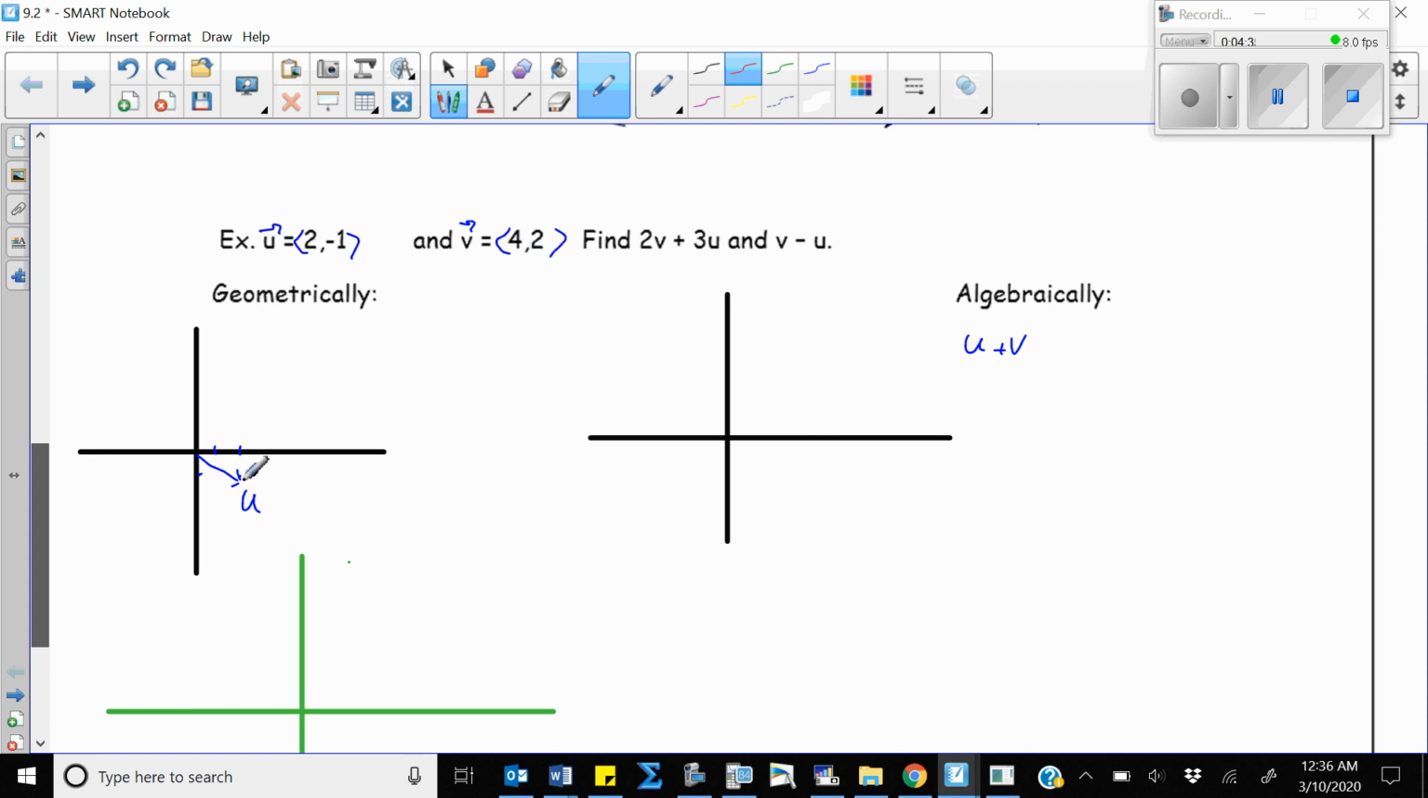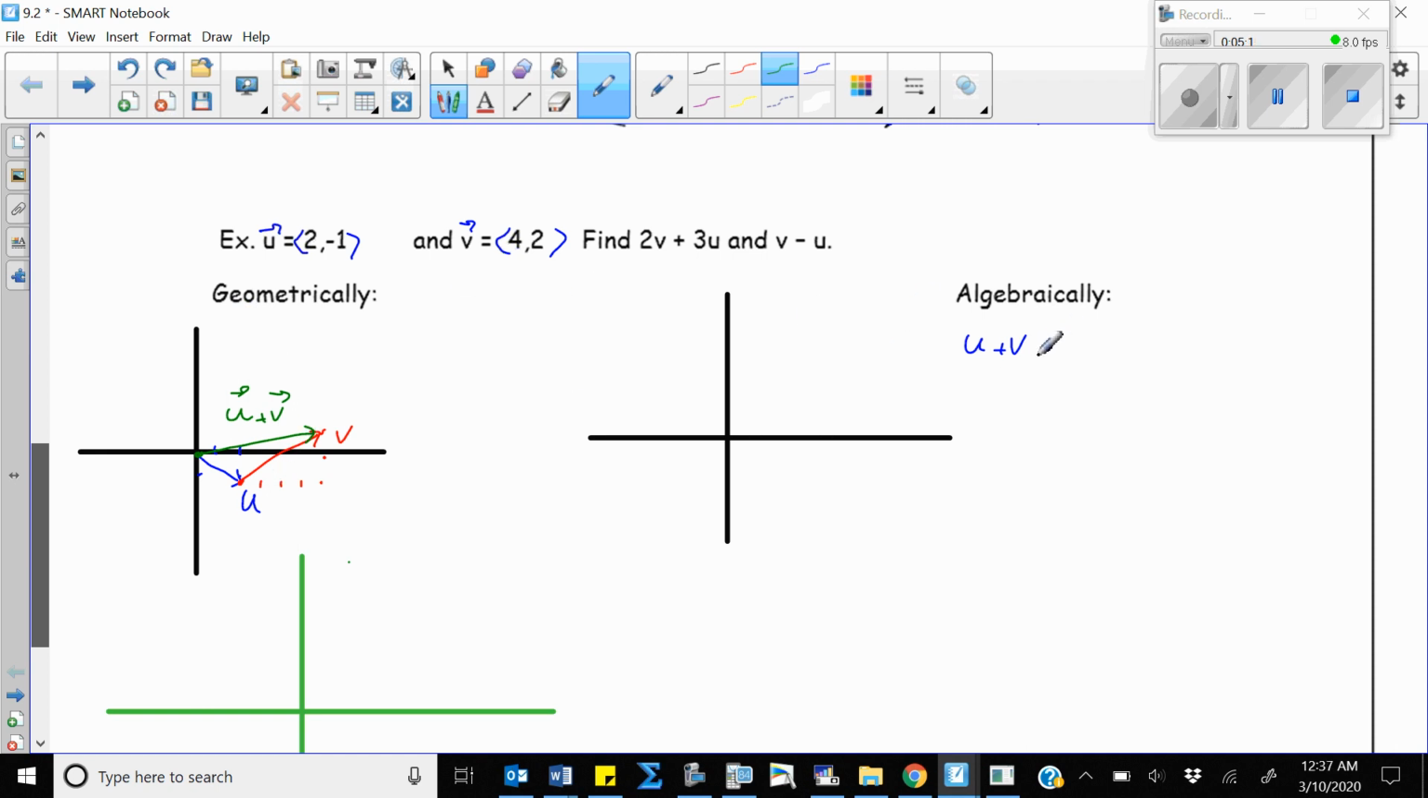But I'm going to do that from the end of u because we know that we need to put v at the end of u. So we're going to start from this point and go 4 to the right, 1, 2, 3, 4 to the right, and 2 up, 1 and 2 here. So this one is v. Now if I just connect the head of u to the tail of v, this line is u plus v. So this is how we add u and v together.